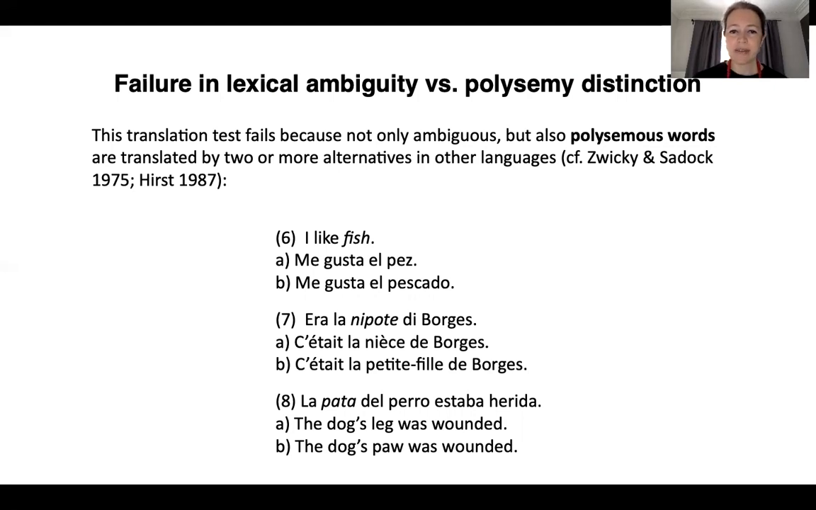Or in number 7, era la nipote di Borges, where nipote can be translated into French with nièce or petite fille. Or sentence number 8, la pata del perro estaba herida, where pata can be translated into English, leg or paw.